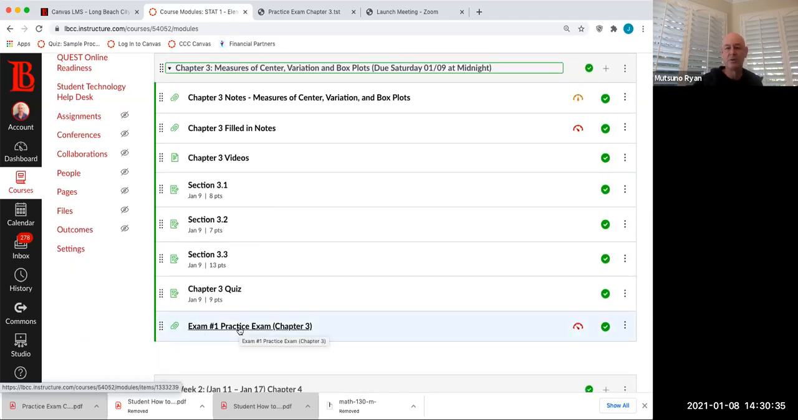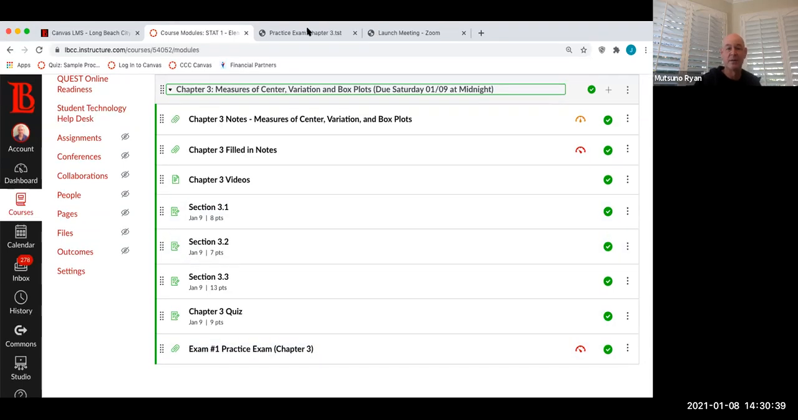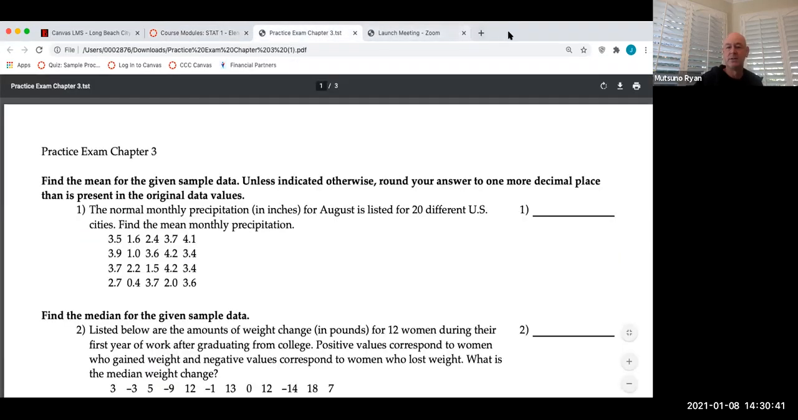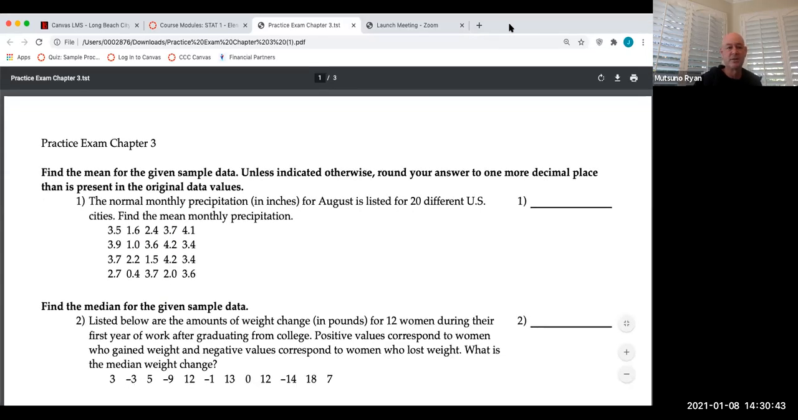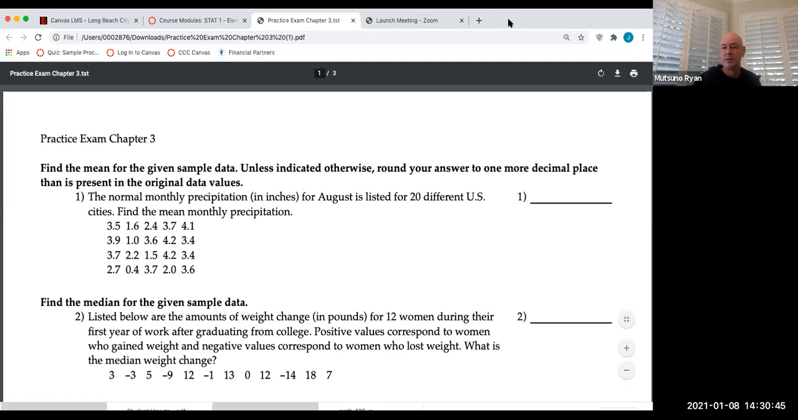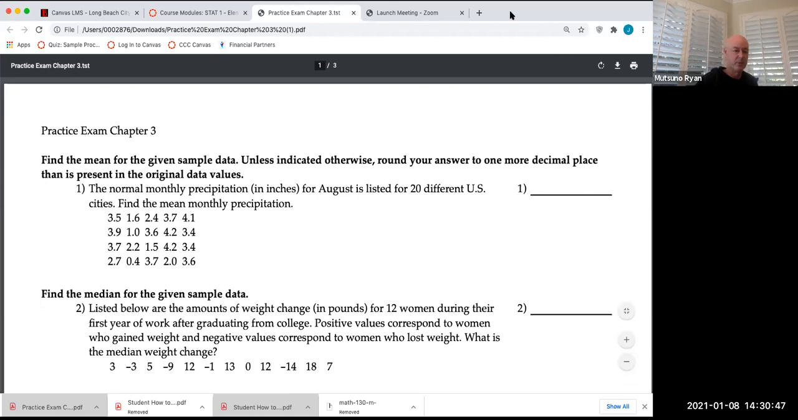What I'm about to show you is the practice exam that you are going to hopefully have printed out and are following along with me as we're doing this, or if not printed out, at least on a screen somewhere. All right, so we're going to start here with number 1.